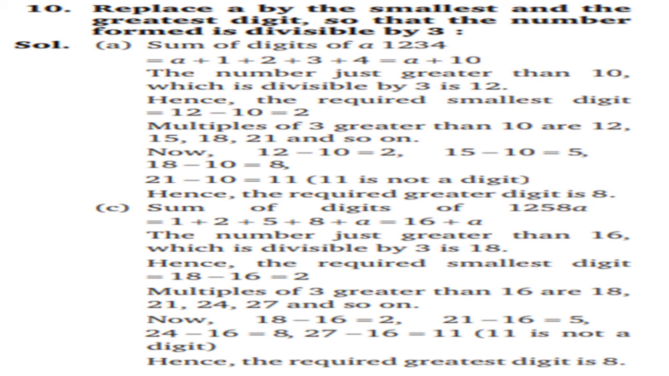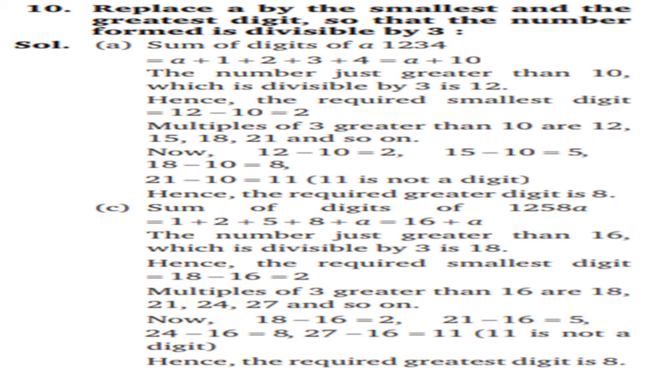Now firstly, sum of digits of this number: 1 plus 2 plus 5 plus 8 plus A equal to 16 plus A. Now the number just greater than 16 which is divisible by 3 is 18. Hence the required smallest digit is 18 minus 16 equal to 2.